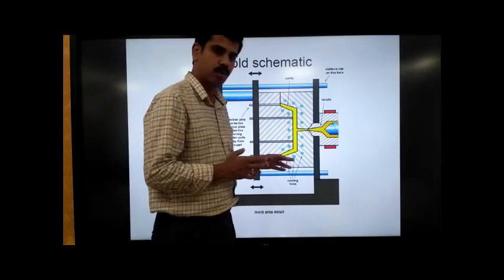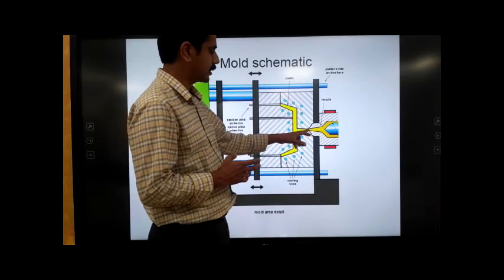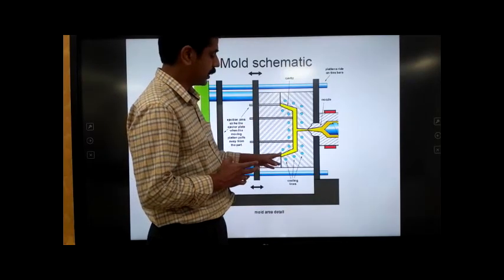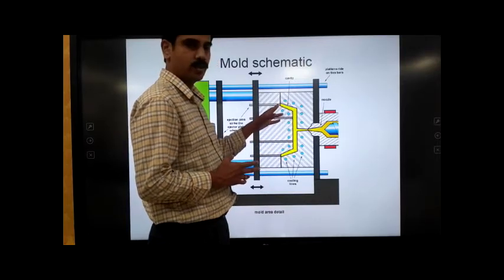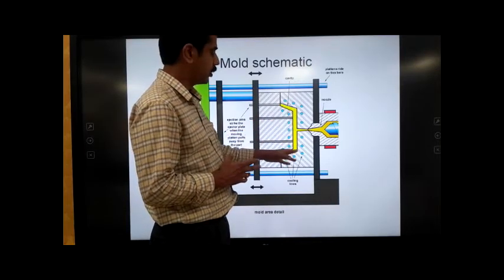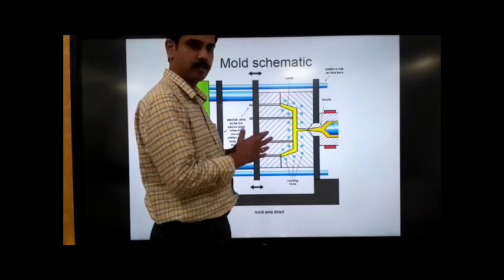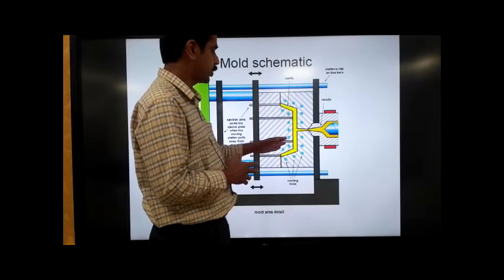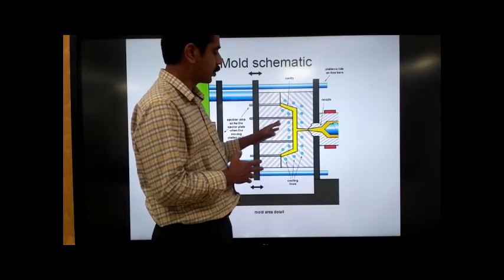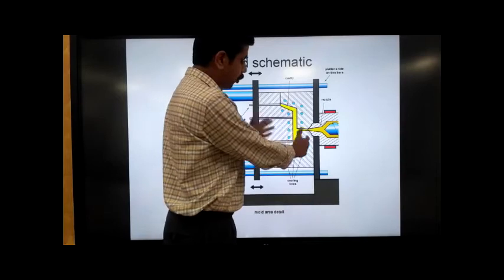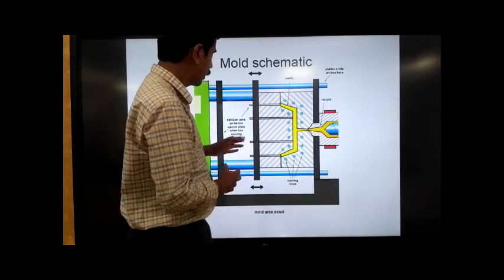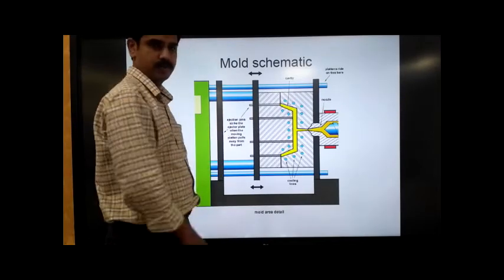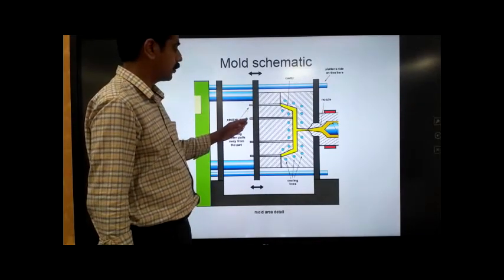In a single impression mold, commonly we will have a sprue that connects the nozzle to the impression. This is what we have seen in the yellow color. Here is the plasticized material, and once it comes into this impression, it will be cooled with the help of the cooling channels. Once it is cooled, we will open the mold and the part is to be removed. And here you can see, for removal of the part, we have ejection pins.